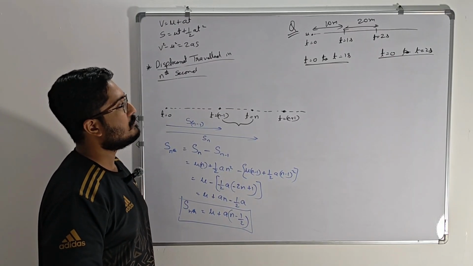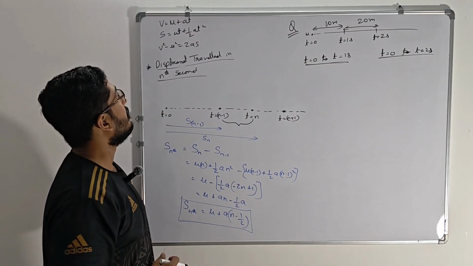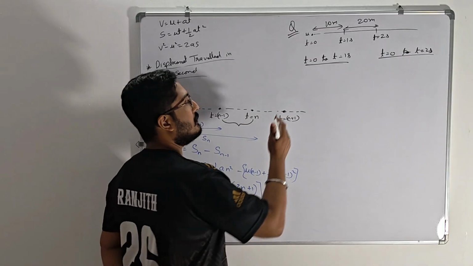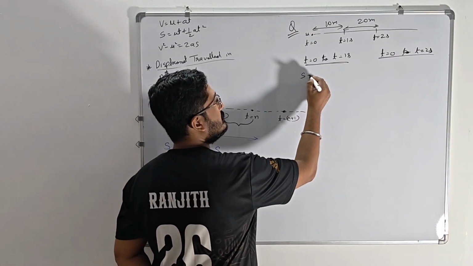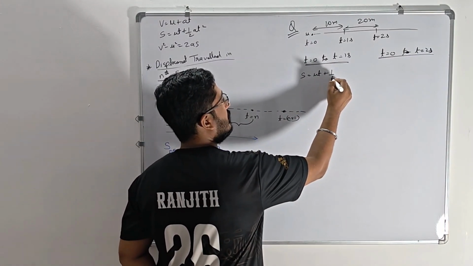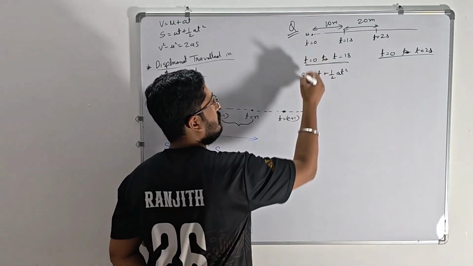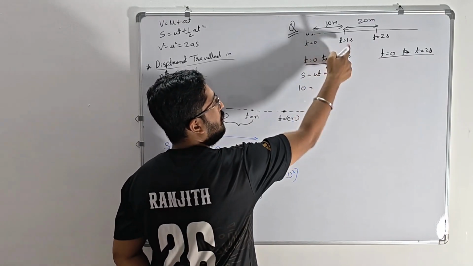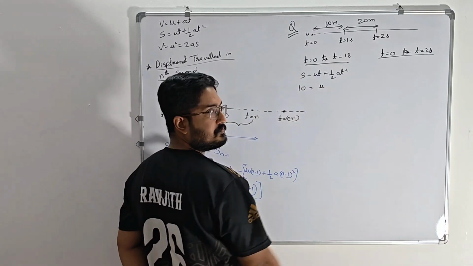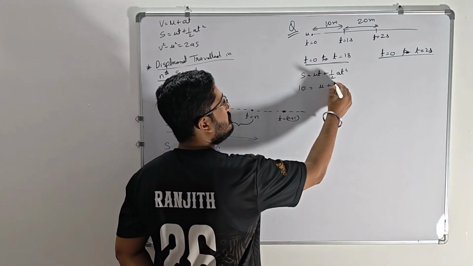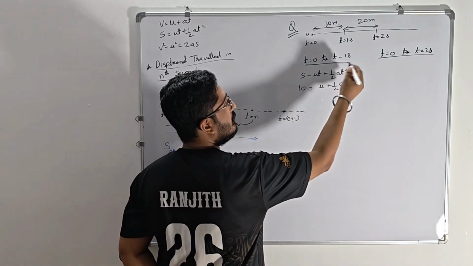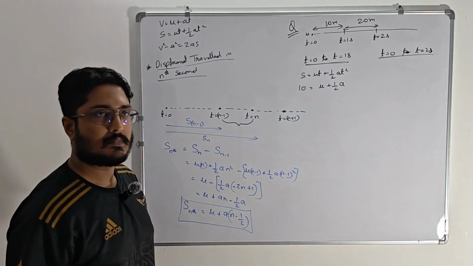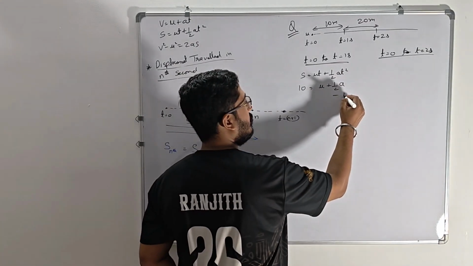So don't you think that we should be using the second formula, that is s = ut + (1/2)at²? So we'll use that formula here. s = ut + (1/2)at². S value, displacement, is 10, u value no idea, t is 1 second. So I can just call it u, because t is 1, plus half into acceleration, no idea, 1 square, again 1. Okay, so this is my equation number 1.